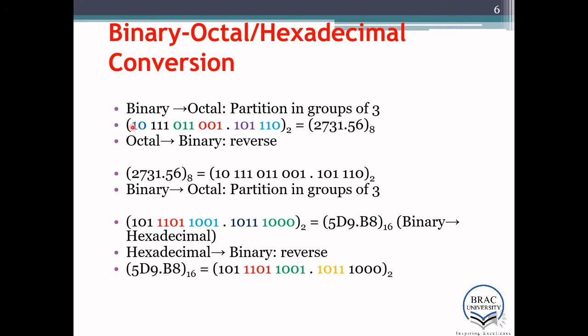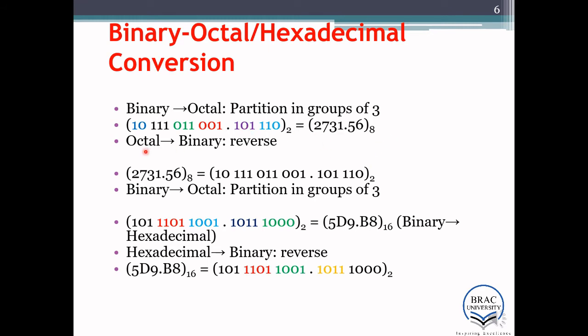Now write the equivalent octal number. So 10 is 2, 111 is 7, 011 is 3, and 001 is 1. And for this fraction, also take 3 bits, but you start the 3 bits from here, 101, not from here. So 101 becomes 5 and 110 becomes 6. So this is your equivalent octal for these binary values.